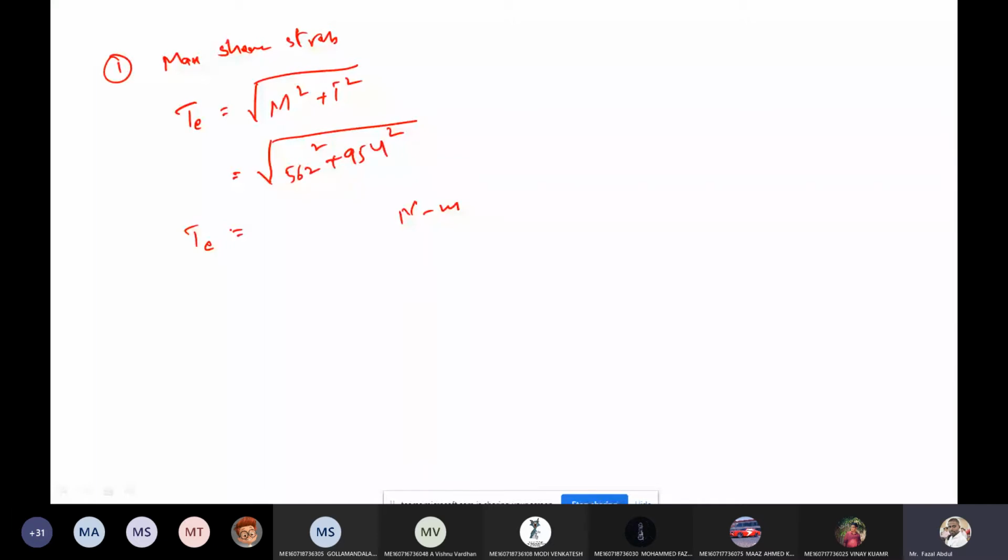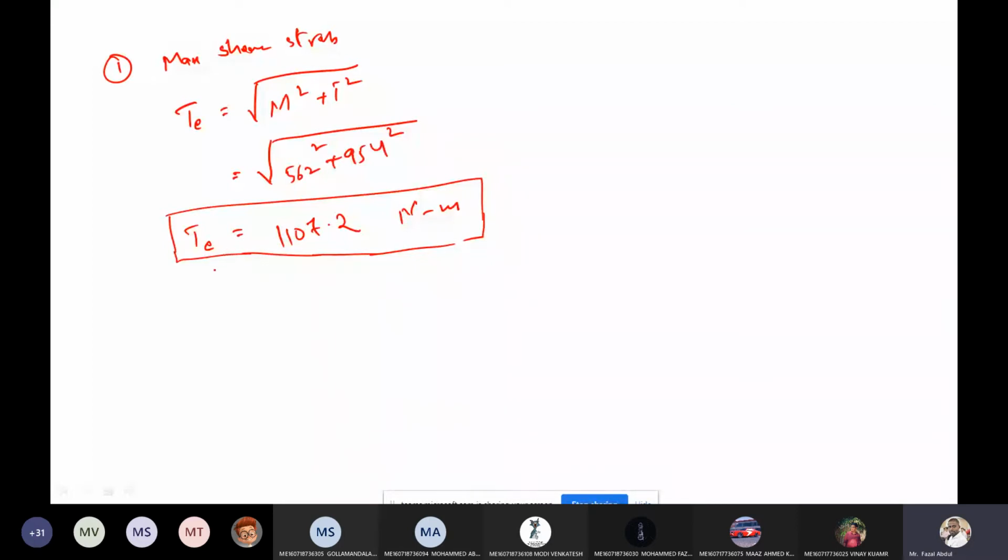I can see the answers here. 1107.2 Newton meter. Very good. What is your roll number? 94, sir. Very good. So this is the equivalent torque.